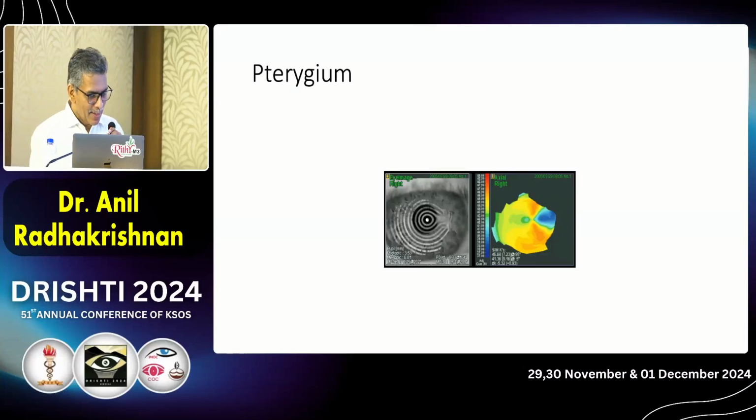So I think pterygia, obviously you have to take it out before you do cataract surgery. But when should we take out the pterygia? It depends on how much it affects the cornea. If it is only a small atrophic pterygium right in the periphery, you don't have to really bother about it. But if it is affecting your keratometry values, better to take it out.